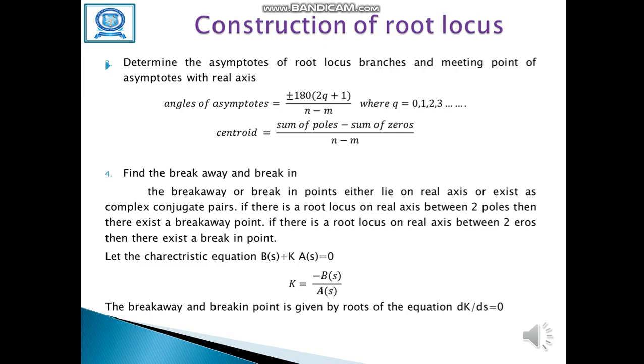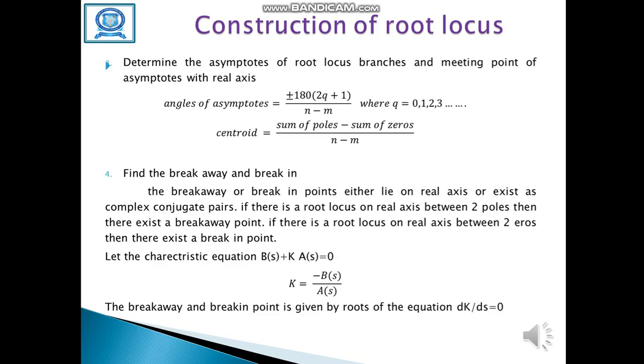Next, third, determine the asymptotes. The angle of asymptotes equals plus or minus 180 degrees (2q+1) divided by (n minus m), where q = 0, 1, 2, 3. Then the centroid: centroid equals the sum of poles minus the sum of zeros divided by (n minus m).